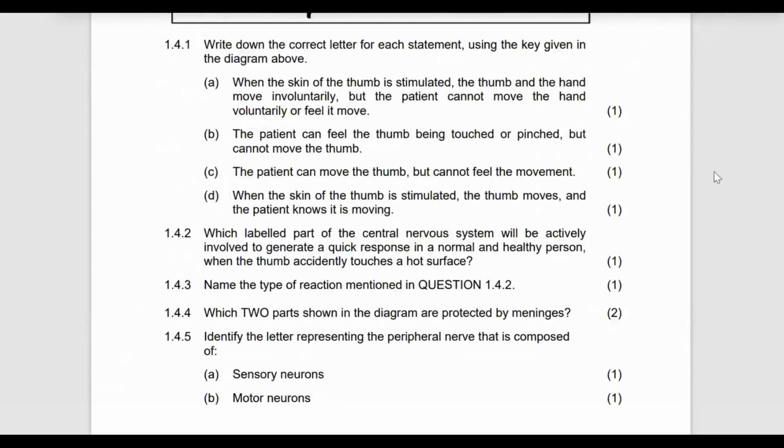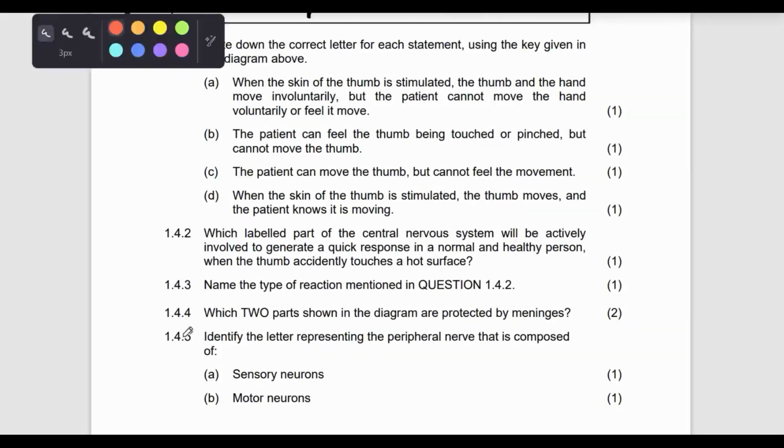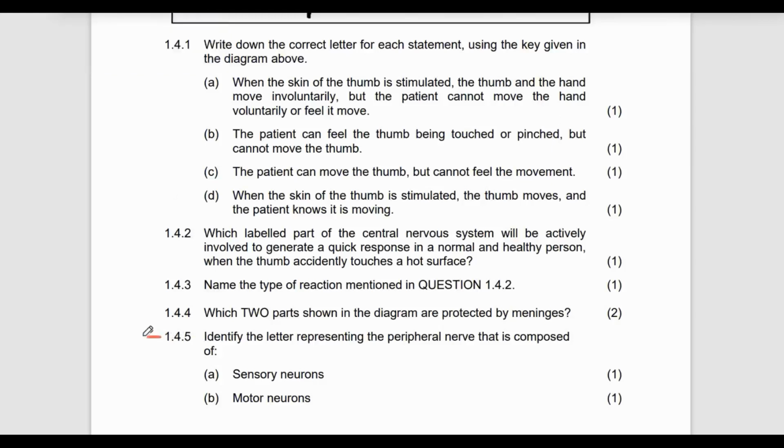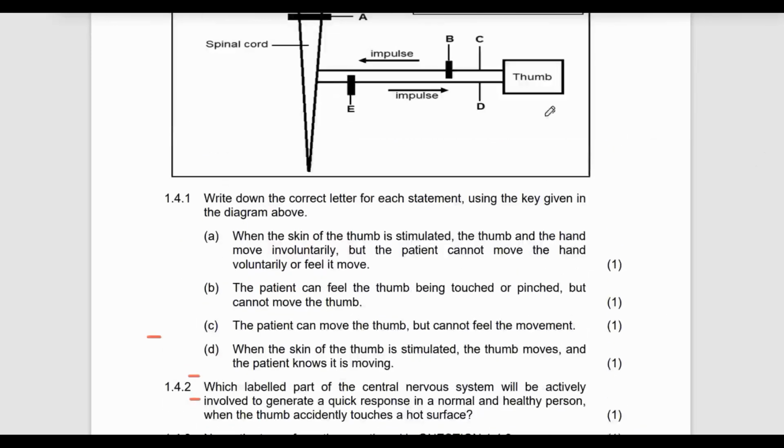Okay, so now let's move to, I think, the last question, which is 1.4.5. 1.4.5 says identify the letter representing the peripheral nerve that is composed of sensory neuron. So we have to pick the letter that shows the sensory neuron, and the motor neuron. I already told you while explaining. Letter C shows the what? The sensory neuron. And T shows the motor neuron.